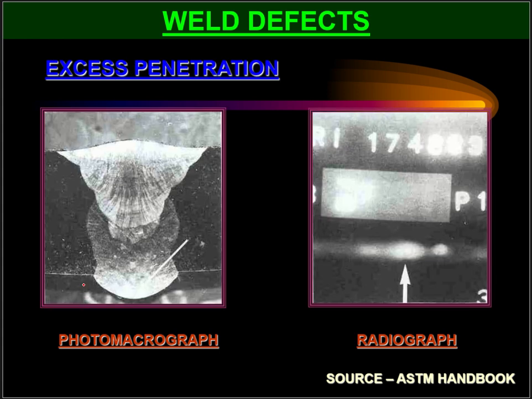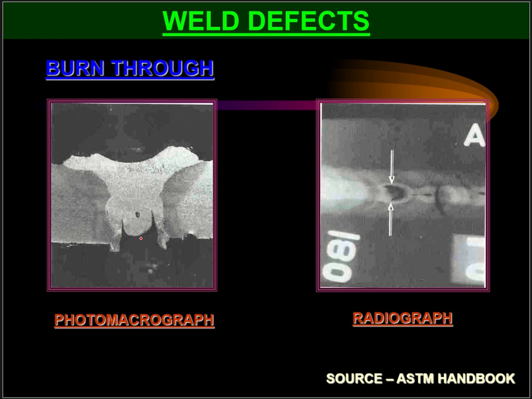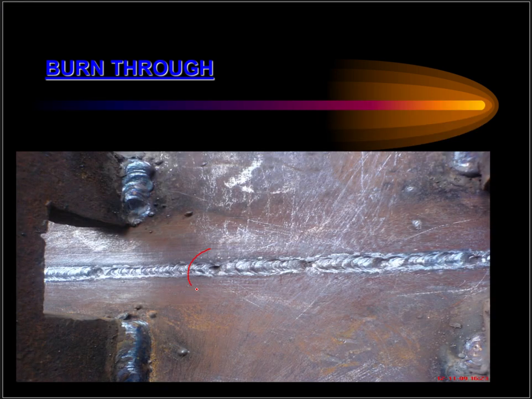Excess penetration. The penetration limit is there, but the welder has formed excess penetration. Here the excess penetration radiograph image will be like this. This is burn through. You can see the burn through, with multiple stops and not being able to control current during start or stop. You can see burn through at start and stop.